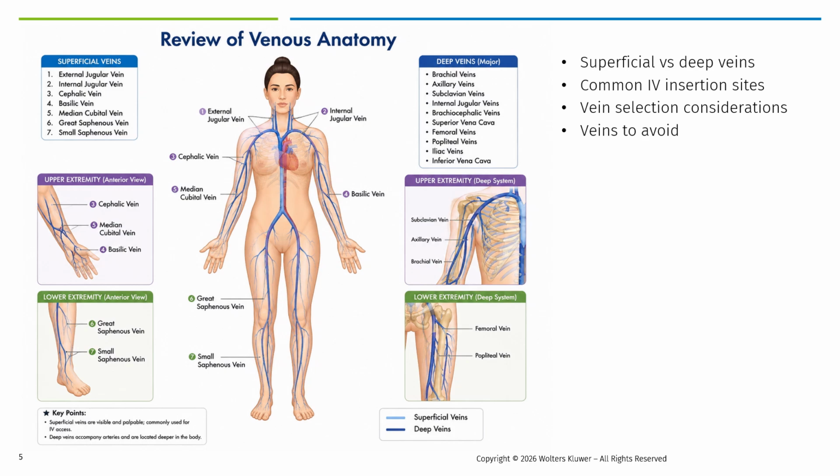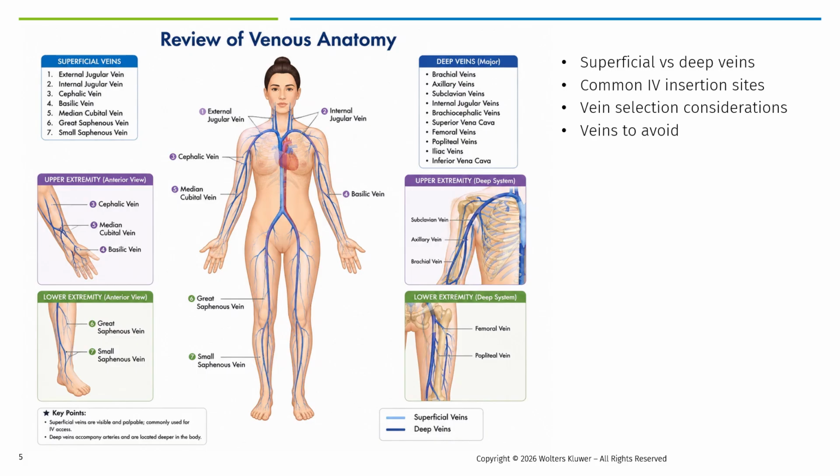There are also veins we should avoid whenever possible. We want to avoid areas of infection, inflammation, bruising, edema, burns, or previous infiltration. We also avoid veins in an extremity affected by a dialysis fistula or graft, the site of a mastectomy with lymph node dissection, if possible, due to lymphedema risk, and extremities with significant vascular compromise.